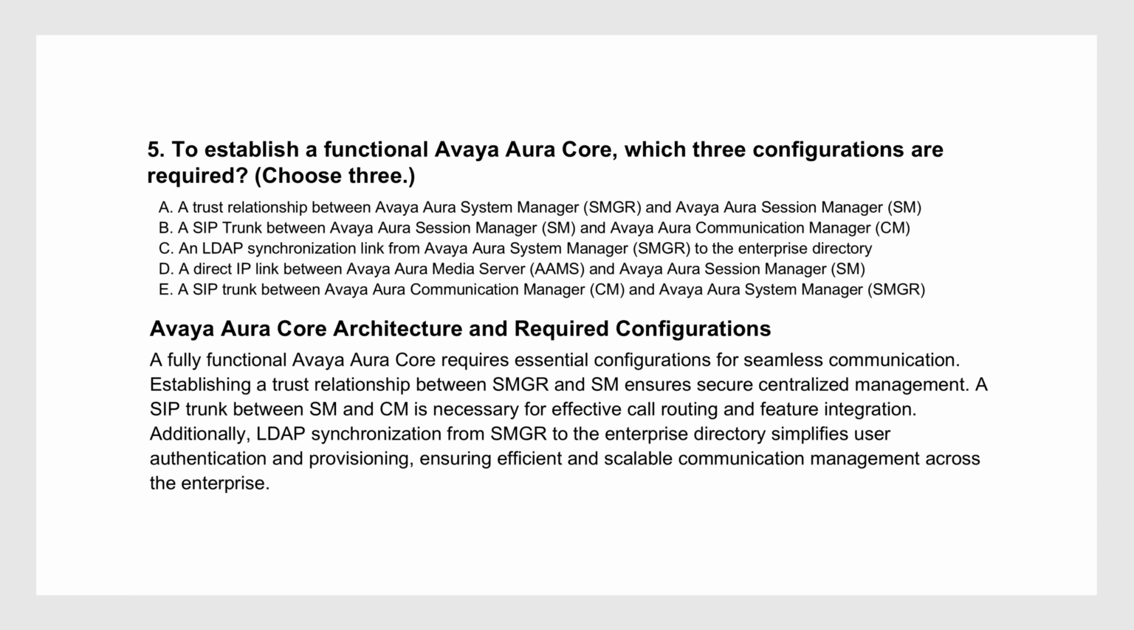So what are the key configurations we need to understand to build a functional Avaya Aura Core? There are 3 essential ones: trust relationships, SIP trunks, and LDAP synchronization.